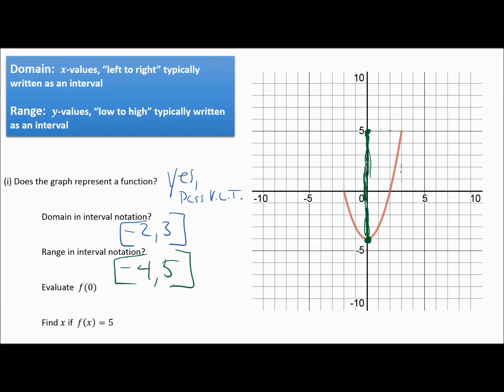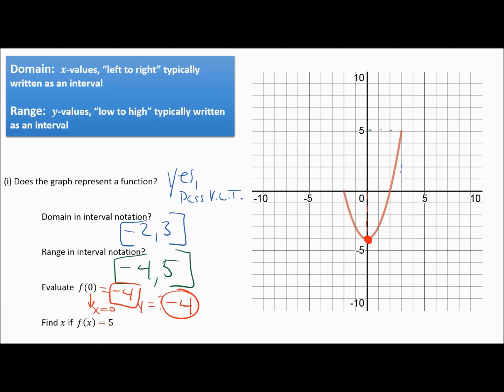Now, next question, evaluate f of 0. Remind yourself of what that means, right? The 0 is the x value. So when x equals 0, it's asking us, what is y? So let's get rid of my green over here. When x is equal to 0, here's x equals 0 right here. I have to go meet the graph, and that's that point right there. What is that y value? That y value is -4. So f of 0 equals -4.